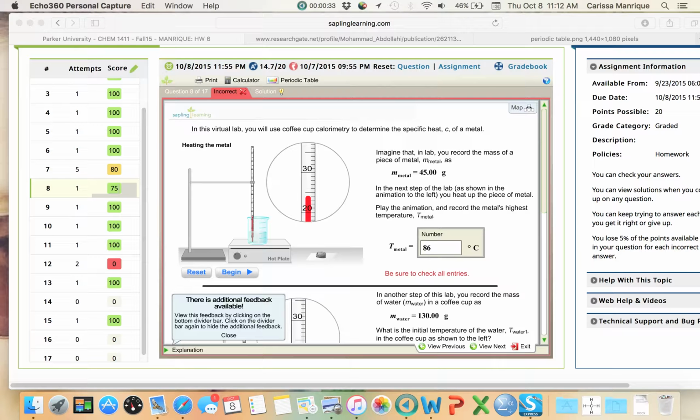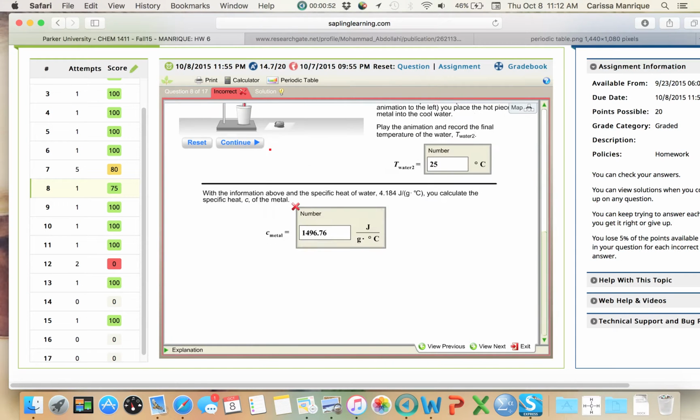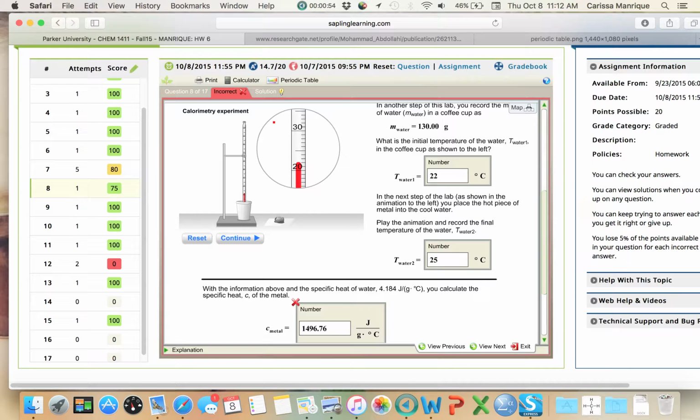Okay, so she was able to view the video and see that the metal went up to 86 degrees Celsius. You just begin the video and watch what the temperature goes up to. Go down. She was able to get the initial temperature of water right here is 22. And then she was able to watch the video and see what it went up to.